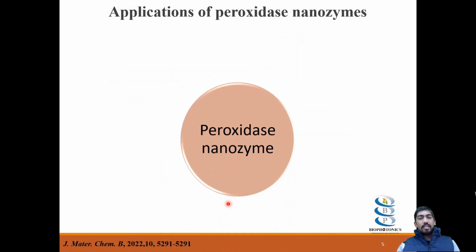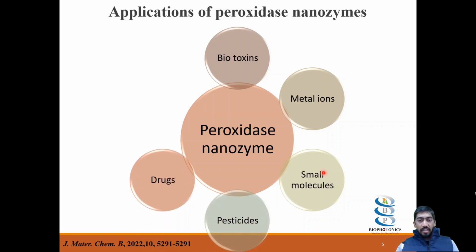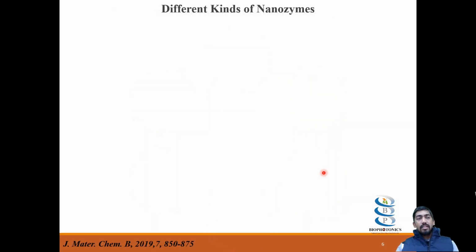I have listed some of the applications of peroxidase nanoenzymes. The first is that we can easily identify biotoxins. We can easily identify metal ions just by looking at the color of the solution. Small molecules such as H2O2 or glucose can be easily detected. Pesticides, some drugs, and bacteria or cancer cells can easily be detected just by the change in color. These are the applications of peroxidase activity.